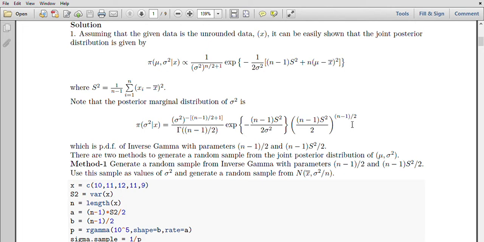So suppose the first value which is observed, or the sampled value of sigma square is say sigma 1 square, then we can generate an observation from normal distribution with mean x bar and variance sigma 1 square by n. So that will be our first observation on mu. Similarly, taking the second sample value of sigma square, we can generate one observation from the respective normal distribution, that will be the second observation on mu, and so on.